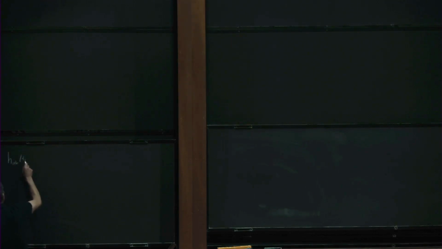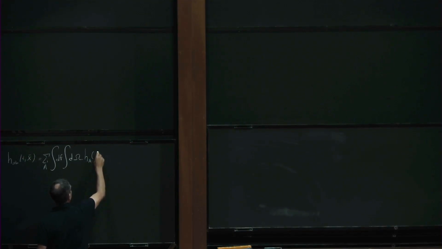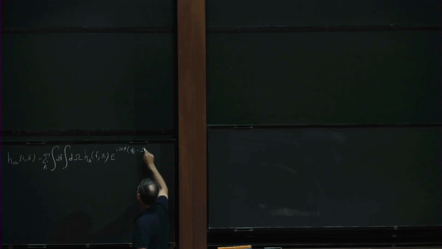expression for gravitational wave perturbations as a sum over polarizations A, an integral over frequencies f, that's minus infinity to infinity, an integral over a 2 spheres worth of directions, that's the integral d omega. There's a complex amplitude that depends upon polarization, frequency, and direction. Then there's an exponential e to the i 2 pi f t minus omega hat dot x.